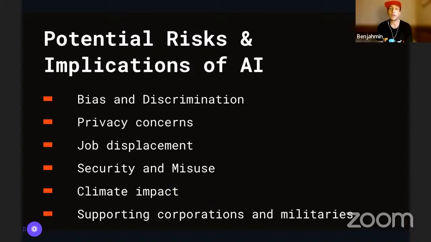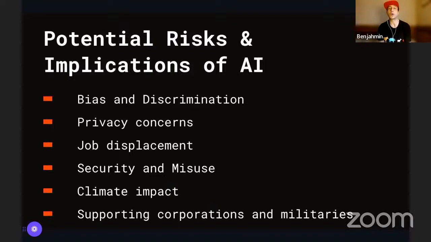Privacy concerns. Whatever we are typing into ChatGPT, there are concerns about how private that is and how that information can be used against us. Then there's job displacement, the idea that professional journalists and artists and creatives, you name it, are facing job displacement because of AI. Then there are security concerns and misuse, and the climate impact.